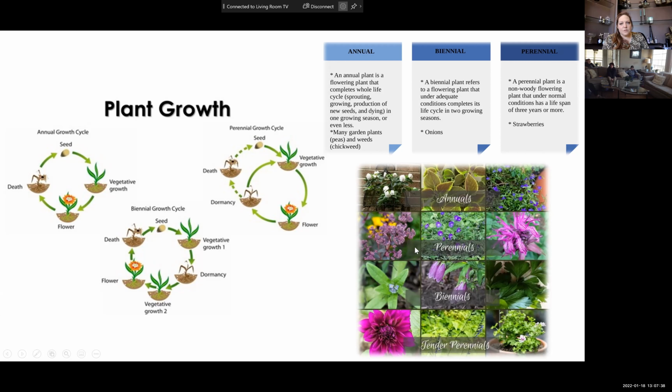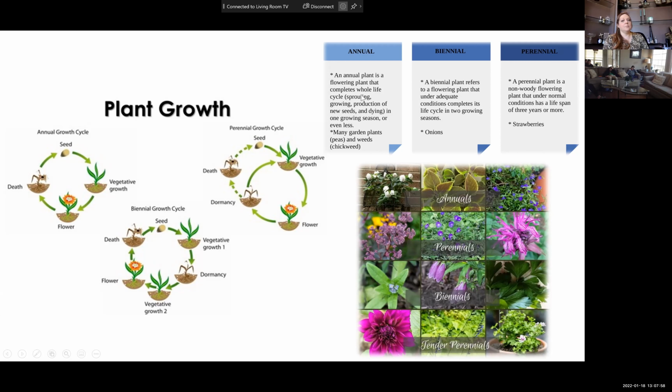Perennials here. These are some different kinds that you might see planted in people's yards. Biennials. And then these are what they call tender perennials. It depends on temperature and whatnot. They will come back in some situations, but not all.